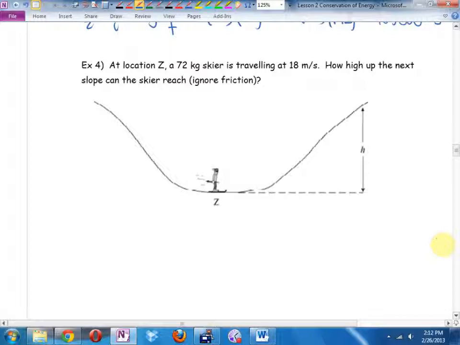Is there a change in height? Yep. Is there a change in speed? It's going to slow down. Is it a curvy, funky path? Yep. This is the job for conservation of energy. This is a job for a scalar approach.